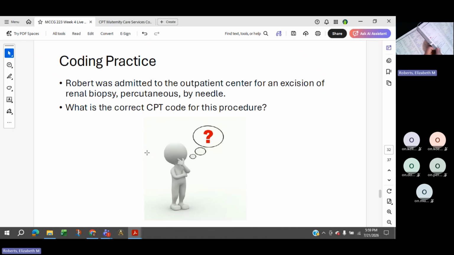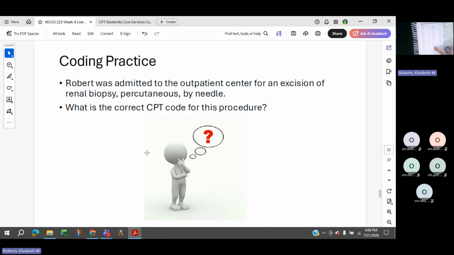Oh, did you find it? I just looked in the chat. Needle biopsy kidney. Needle. Okay. This is a sneaky one, huh? Needle. Needle biopsy. So it's a needle biopsy. What are we needling here?